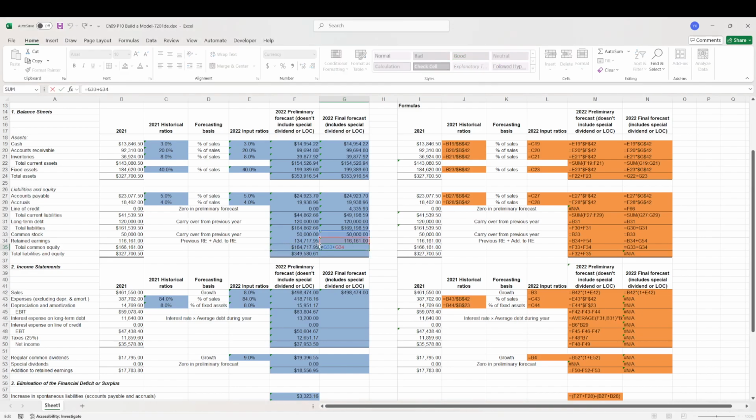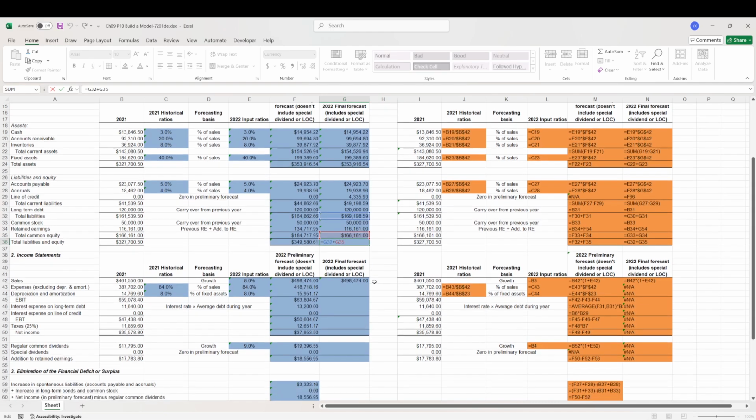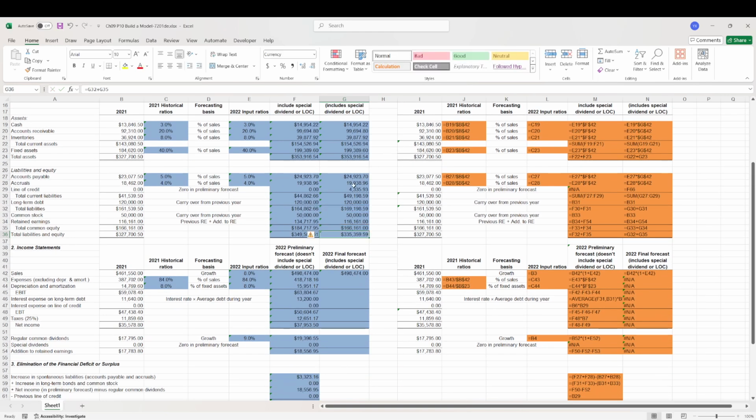And then this can be copied and pasted. It's just common stock plus retained earnings. And this can be copied and pasted. That's just total liability plus total common equity. Okay. And then for this one, it's going to be the percentage of sales times the sales. Again, copy and paste. It's going to be a percentage of sales times sales.